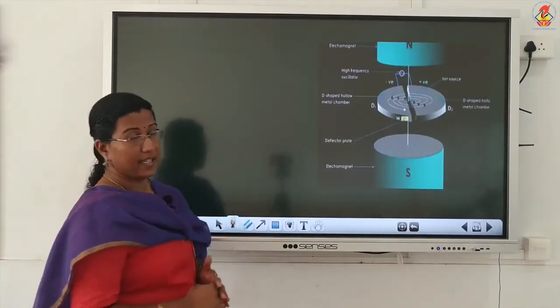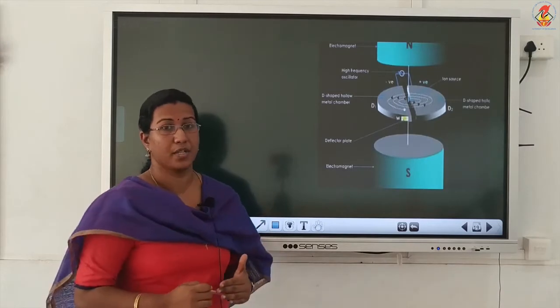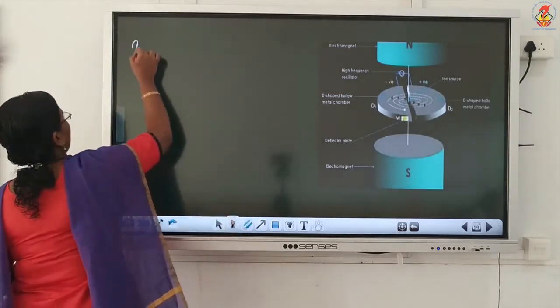Now, we are going to see how our cyclotron is going to work. So, working of a cyclotron.